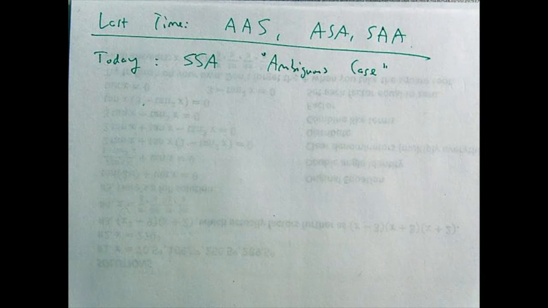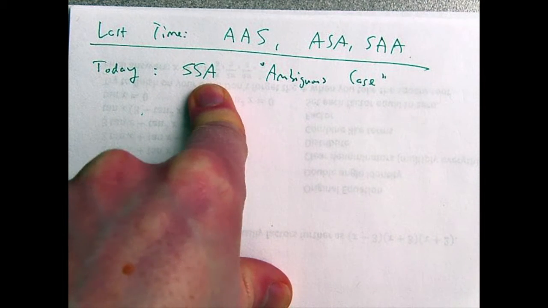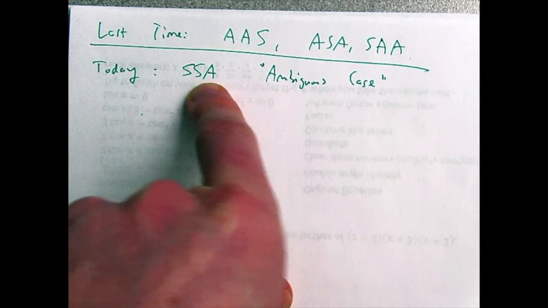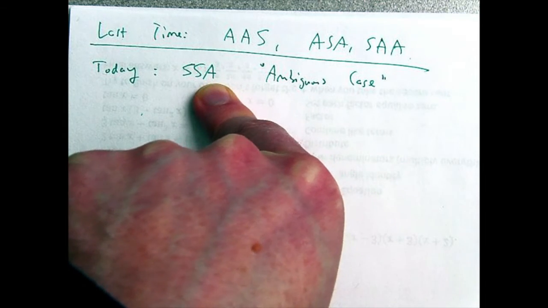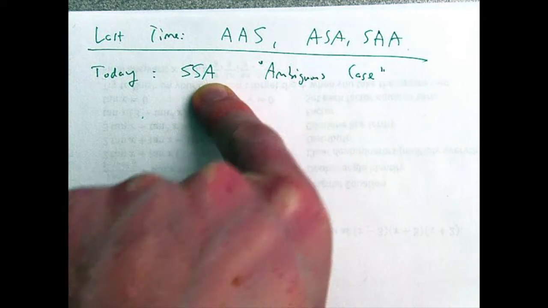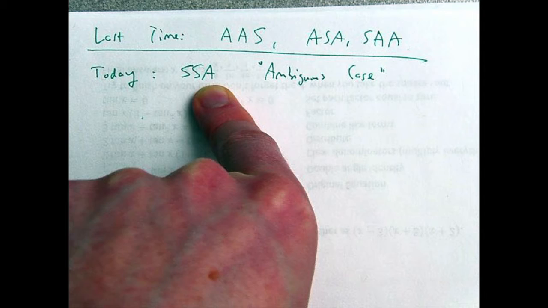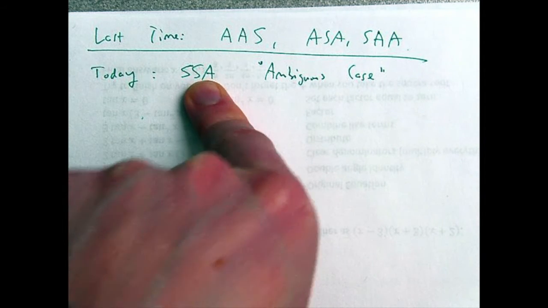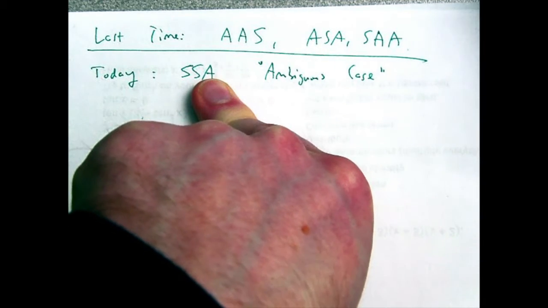Let me just point out one thing. SSA literally spells ass backwards, and I think that's a good thing to keep in mind, because this case, the SSA case, is kind of the weird case. As it turns out, there are three different possibilities. In fact, it's possible that given SSA information, there are no solutions at all. It's the strangest of all the triangle cases, and knowing that it literally spells ass backwards is a good way of remembering it. It's the ass backwards case.